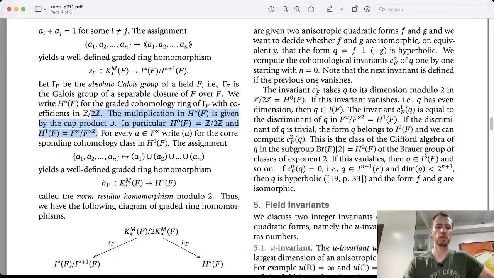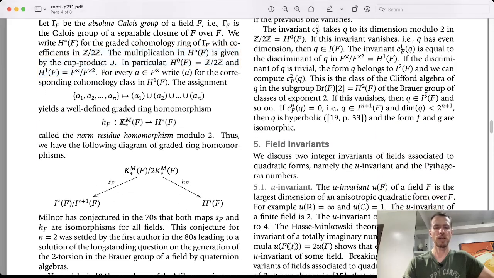For every a in the multiplicative group of F, write (a) for the corresponding cohomology class in H^1(F). The assignment {a_1, ..., a_n} maps to the corresponding cohomology class of a_1, cup the corresponding cohomology class of a_2, cup ... cup the corresponding cohomology class of a_n, yields a well-defined graded ring homomorphism h_F from K_M^*(F) to H^*(F) called the norm residue homomorphism mod 2.